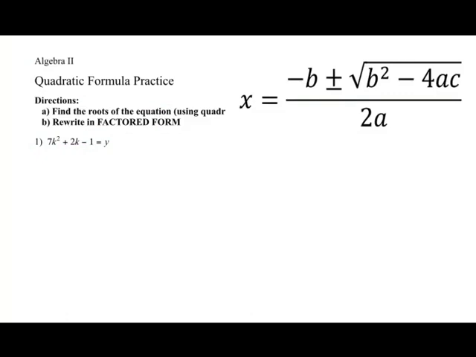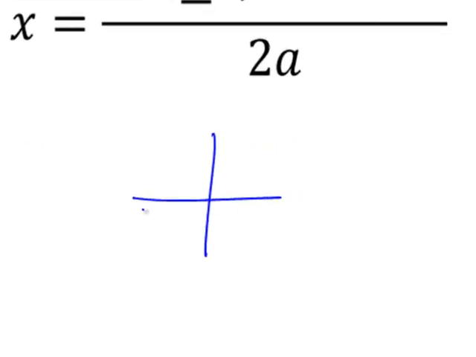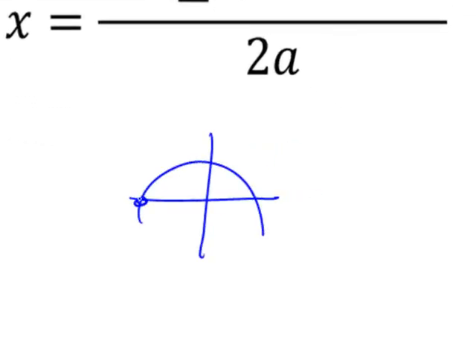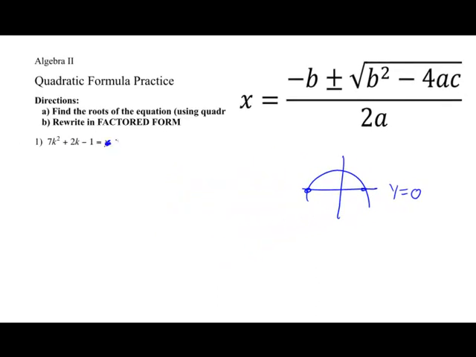Alright, what I'm going to do is show you guys how to use the quadratic formula. To begin with, we're trying to find our roots. So remember that the roots are where a parabola crosses the x-axis. When that happens, at the x-axis, y equals 0. So we're going to change this to a 0 and solve for our variable.